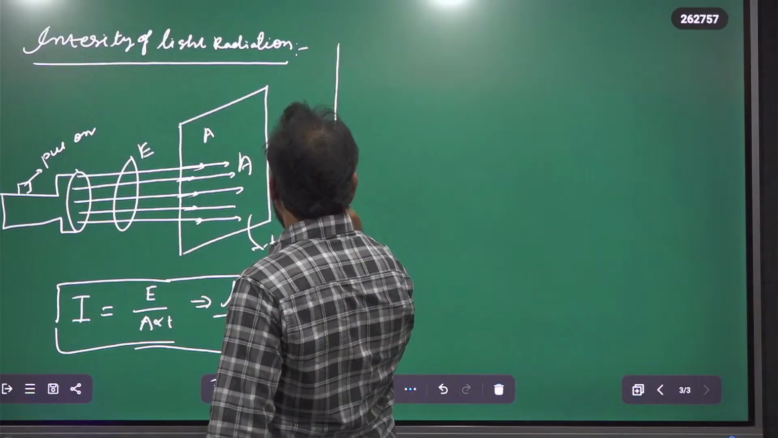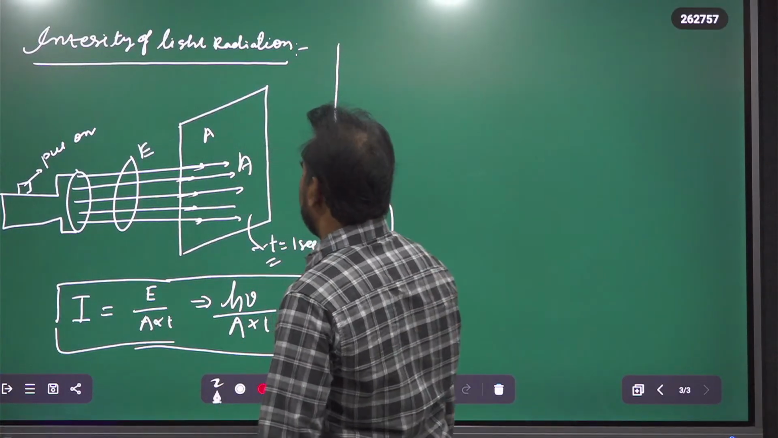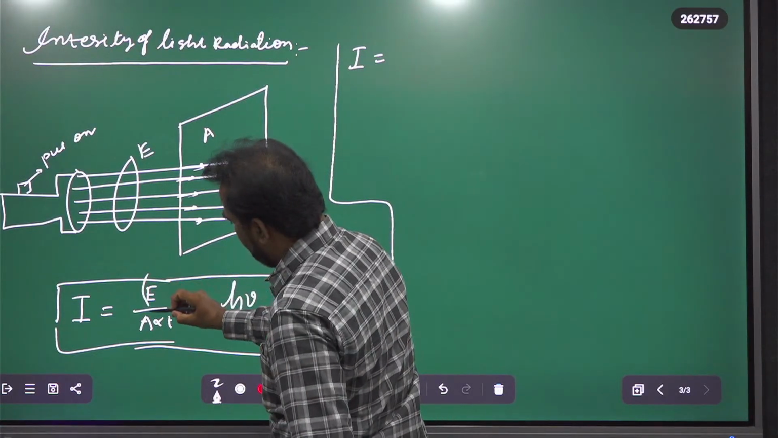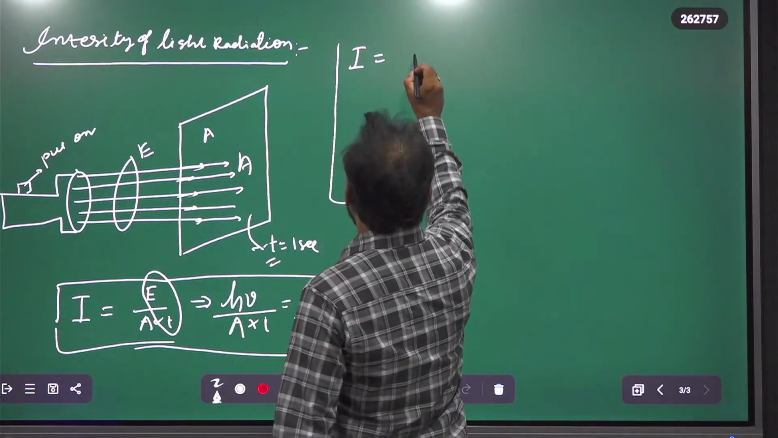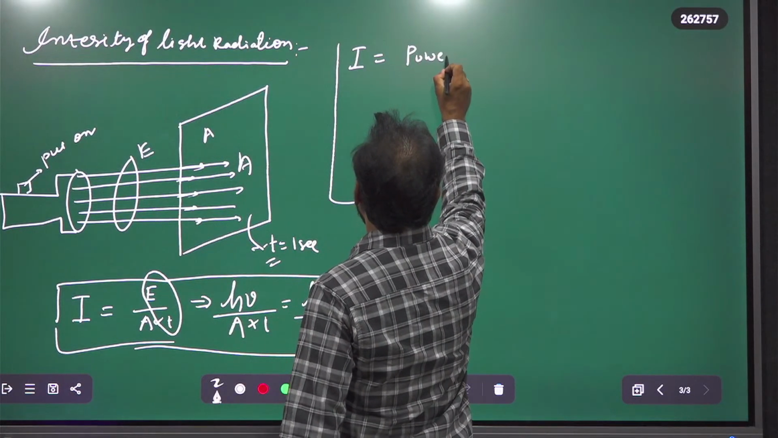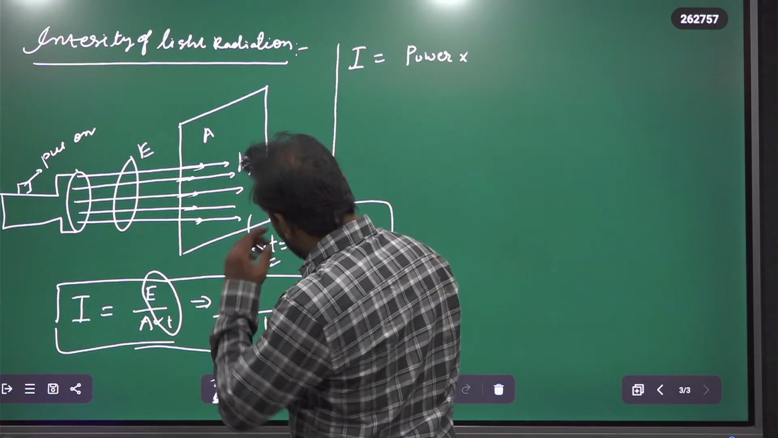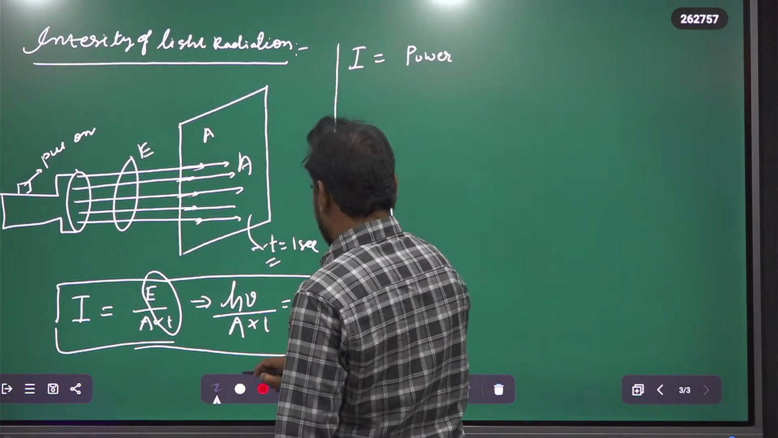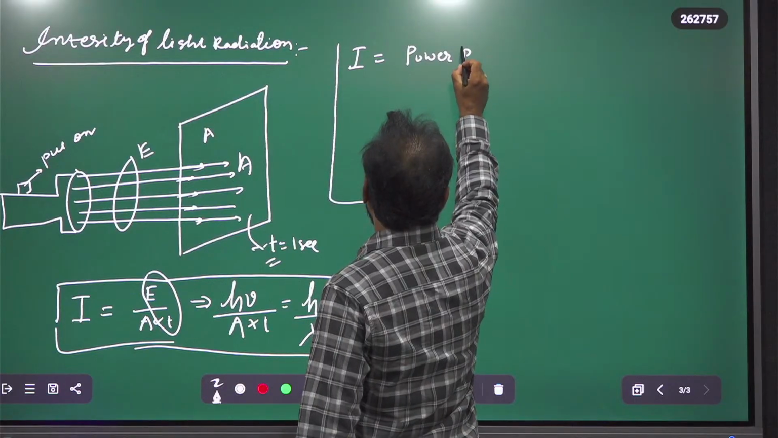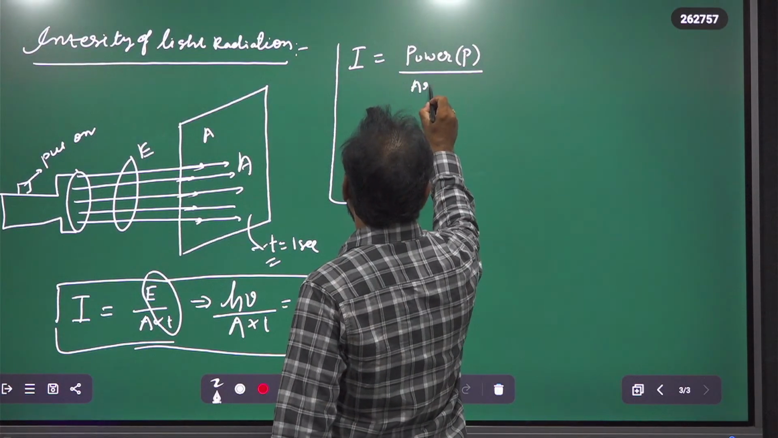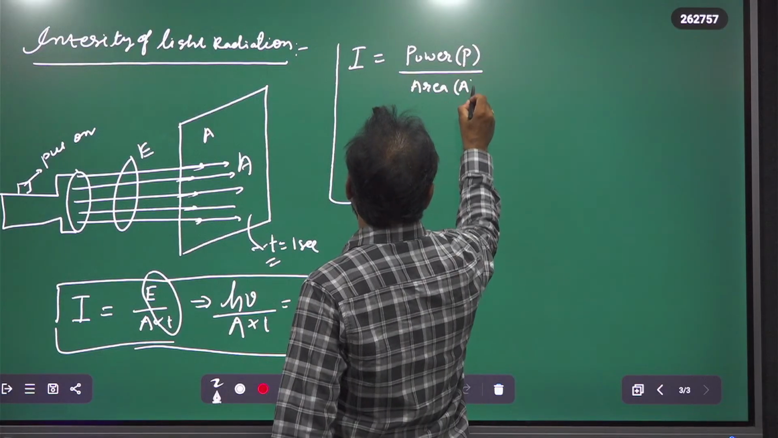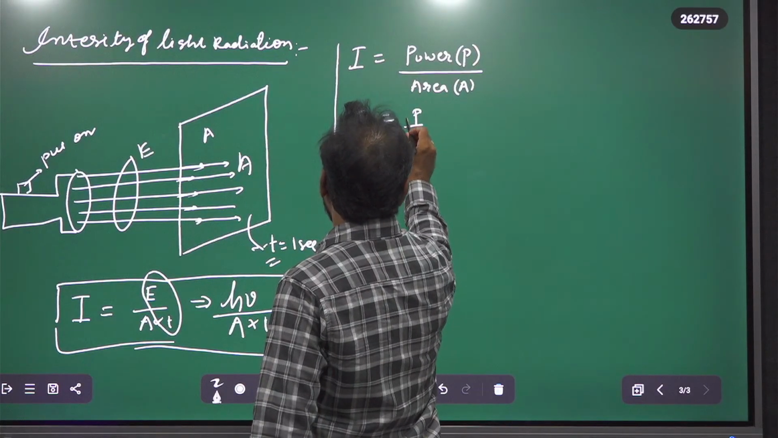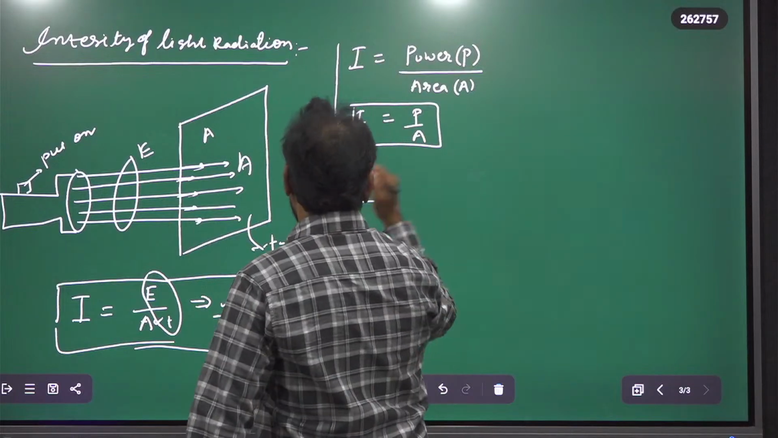The power experienced by the photon on this wall is given by I is equal to, where E by T is called the power, so power upon area only. That is, I is equal to P upon A, where P is the power and A is the area.